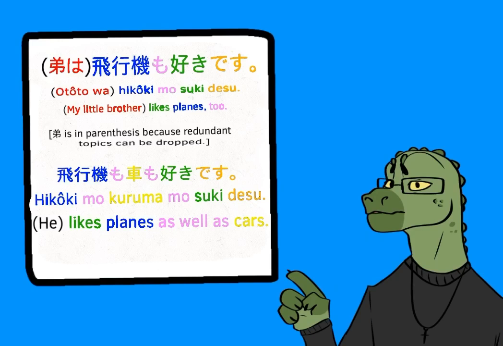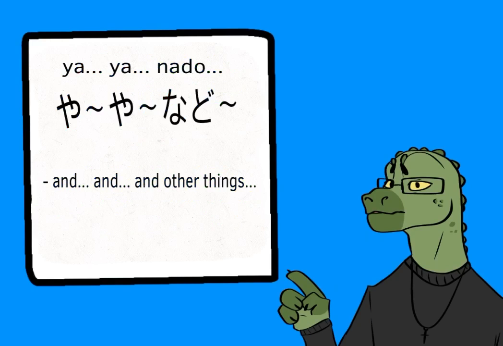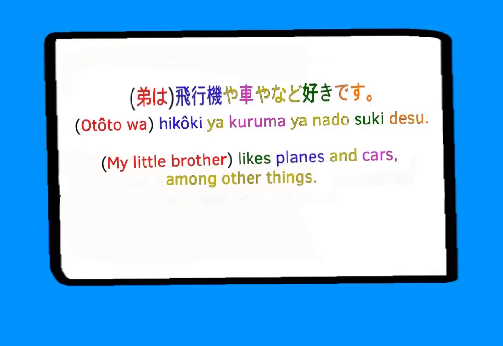And if you really want to get into the spicy bits, you can add ya and nado in that sentence, which means as well, and is a little bit more natural in this case, although the prior is still grammatically correct. Ototo wa hikoki ya kuruma ya nado suki desu. My little brother likes airplanes and cars, among other things. That's what the ya nado sort of construction does. So those are some fun little particles that we could cover in this instance.